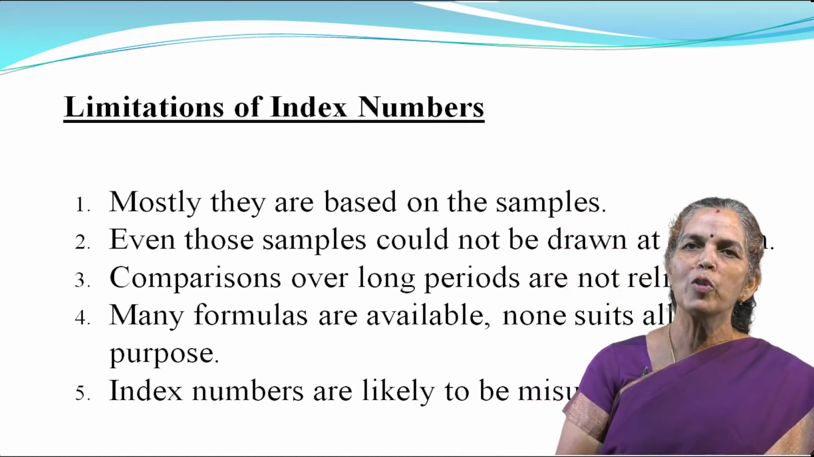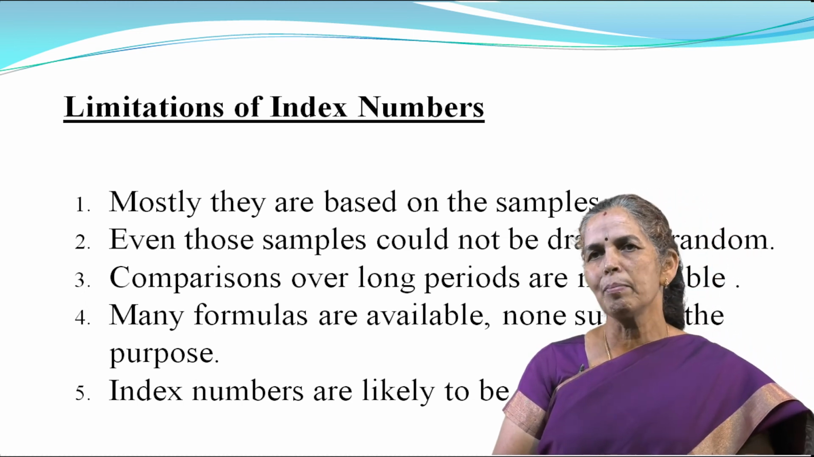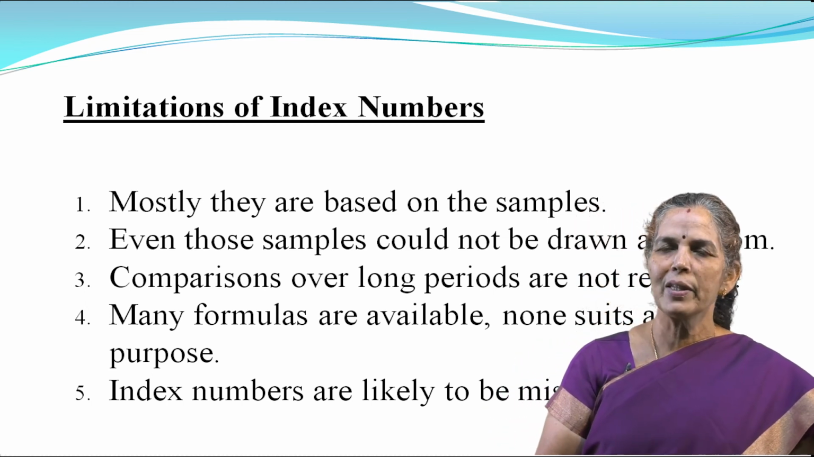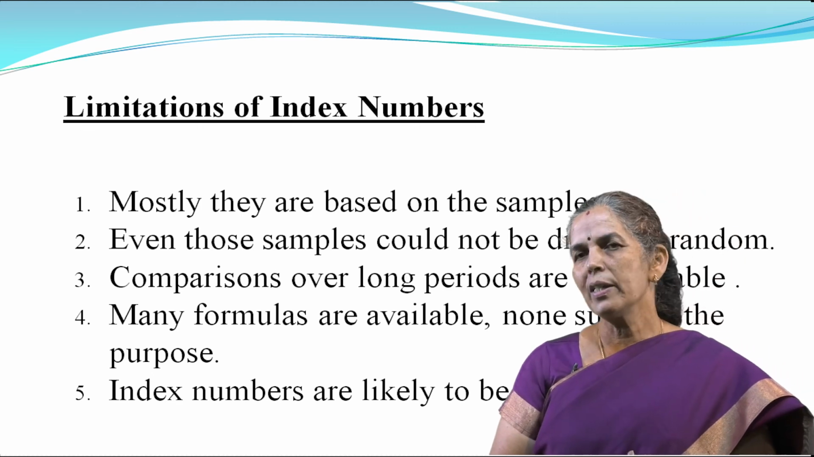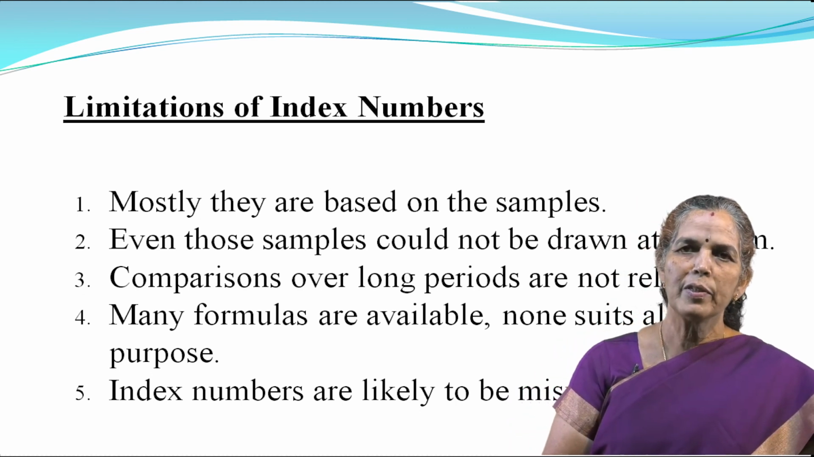Next, limitations of index numbers. Number 1, mostly they are based on samples. We cannot use the census method because of innumerable people and their habits and fashions, etc. Only we take a sample. The sample study gives only an approximate result, not an accurate result. This is one of the drawbacks.